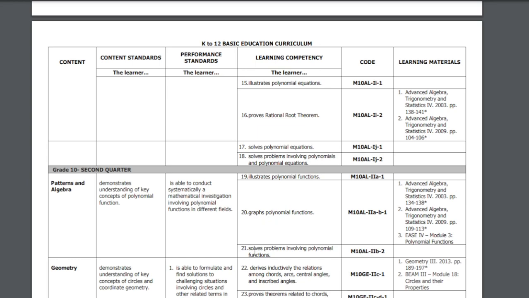Now, you've learned in your grade 7 about triangles, grade 8 about proving, grade 9 about quadrilaterals. Now, in your grade 10, it would be circles.